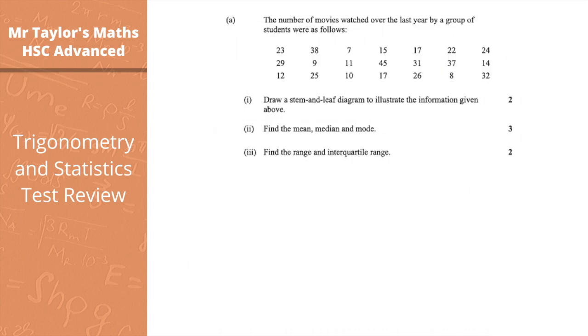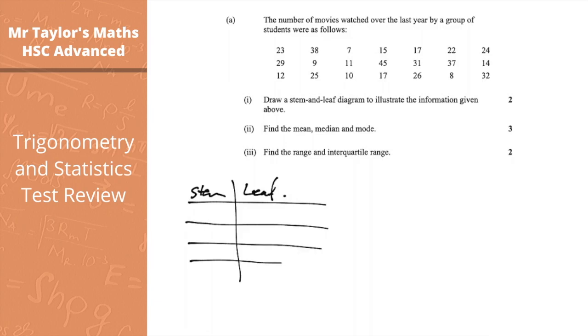Question 8 is our descriptive statistics question. So let's start with number A. So the number of movies watched over the last year from students is given in our table here. Draw a stem and leaf diagram. So stem and leaf, I'll label, here's our stem and here's our leaf. And we've only got 2 digits, so it's quite an easy one. Just going to be, the first digit will be our stem and the second digit will be our leaf.